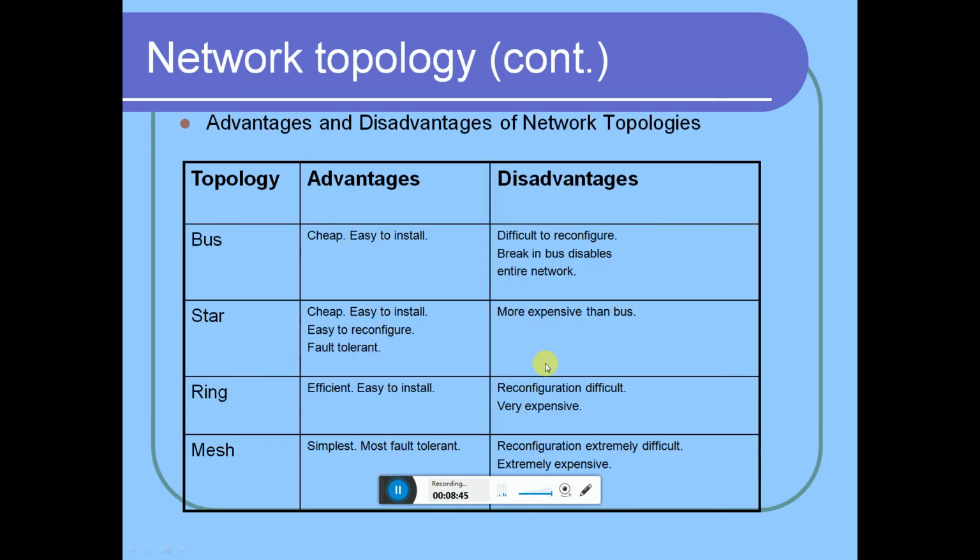Bus topology: cheap, easy installation, simple design, but difficult to reconfigure, and a break in the bus is a disadvantage. Star: cheaper, easy to install, easy to reconfigure, fault tolerant, but more expensive. Ring: efficient, easy to install, reconfiguration difficult, very expensive. Mesh: simple, most fault tolerant, but reconfiguration is extremely difficult.